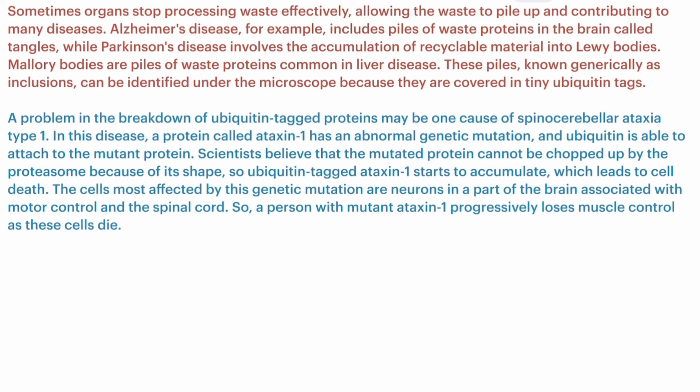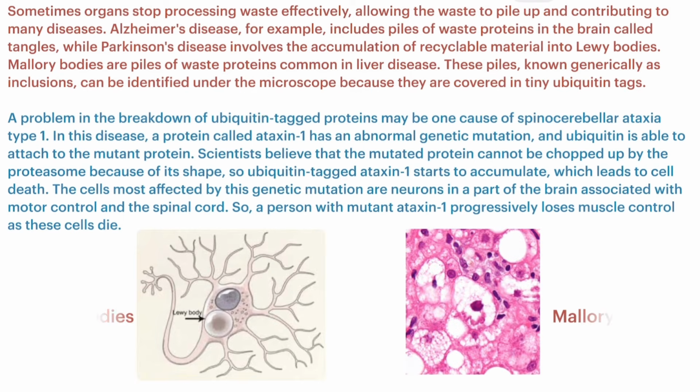A problem in the breakdown of ubiquitin-tagged proteins may be one cause of spinocerebellar ataxia type 1. In this disease, a protein called ataxin-1 has an abnormal genetic mutation, and ubiquitin is able to attach to the mutant protein. Scientists believe that the mutated protein cannot be chopped up by the proteasome because of its shape. So ubiquitin-tagged ataxin-1 starts to accumulate, which leads to cell death.